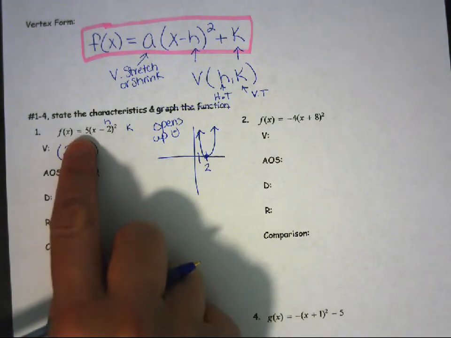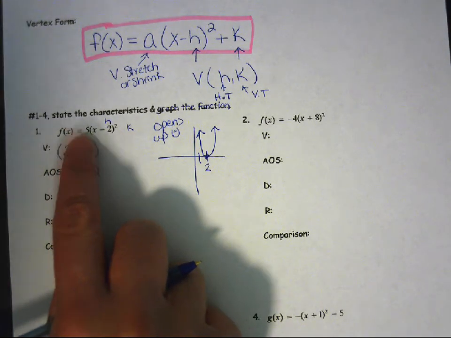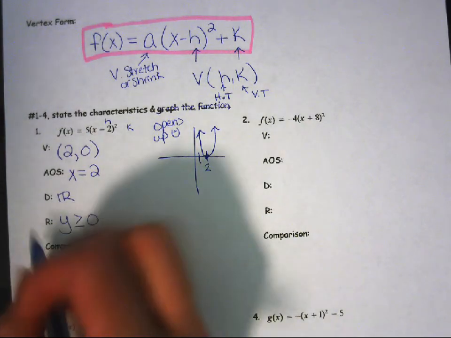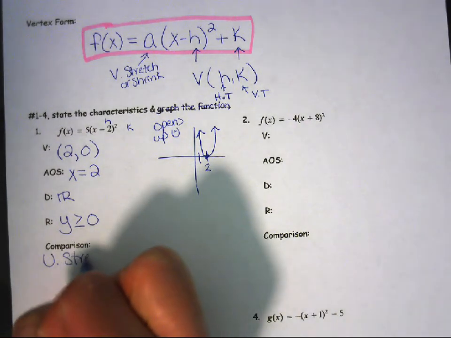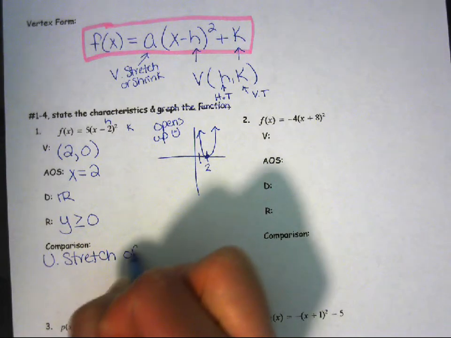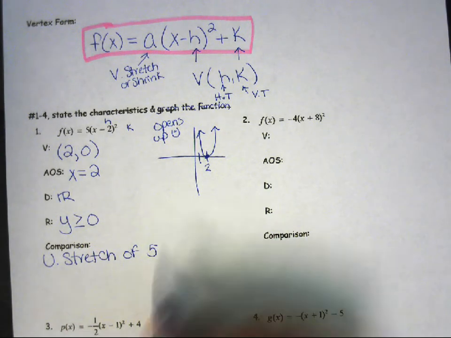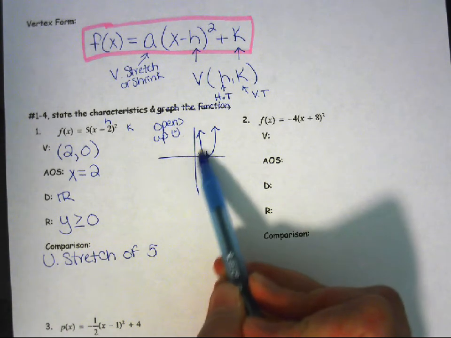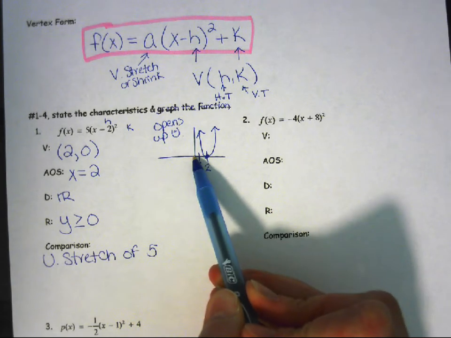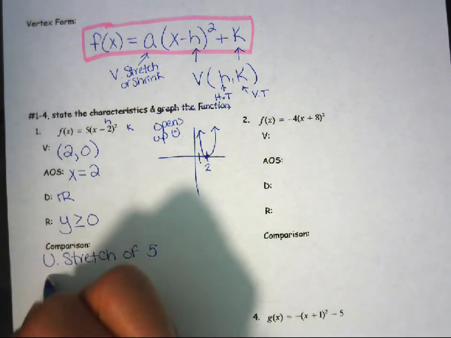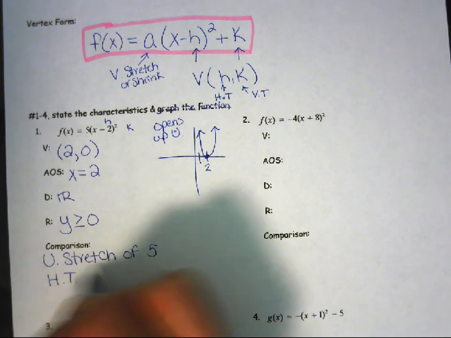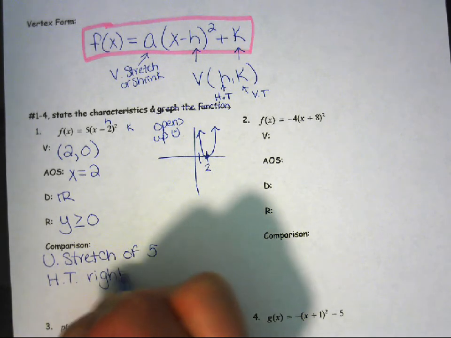So we start right here and there's no negative, so we don't have a reflection, but we do have a vertical stretch of 5. And then now, if you think about the original, where the original was, we moved right 2. So we would say horizontal translation right 2.